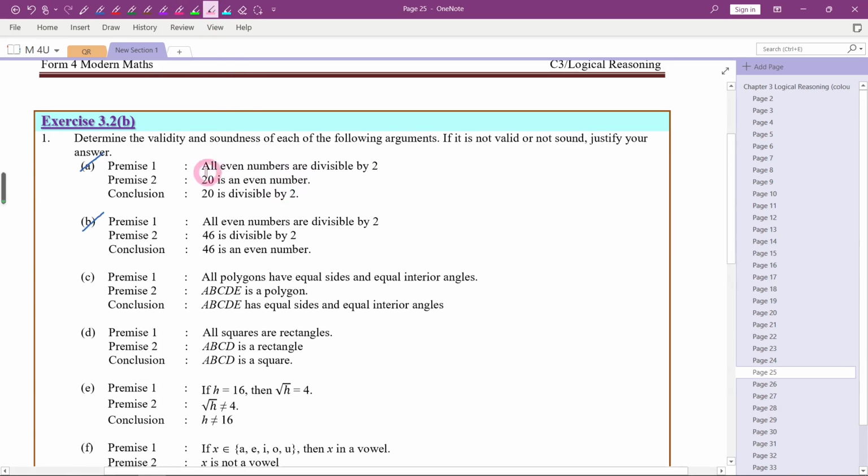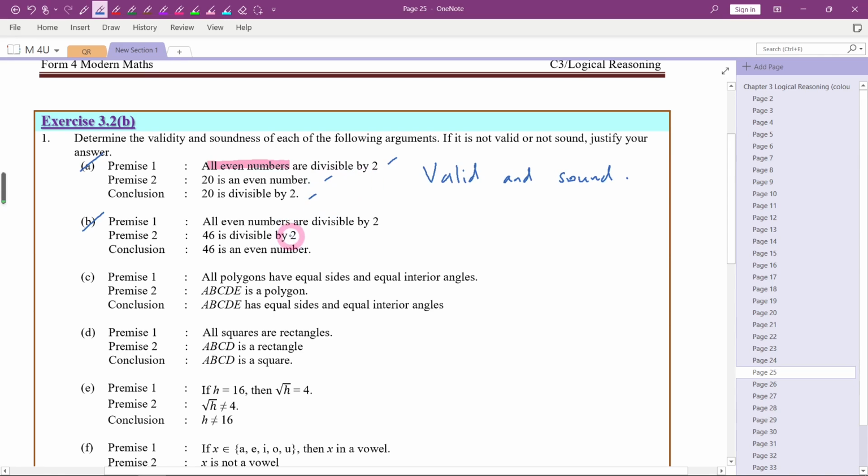You will notice that premise 2 is talking about this part, even number. 20 is an even number. So the conclusion will be this part: 20 is divisible by 2. So this is valid and sound, because all the premises and the conclusion are true.